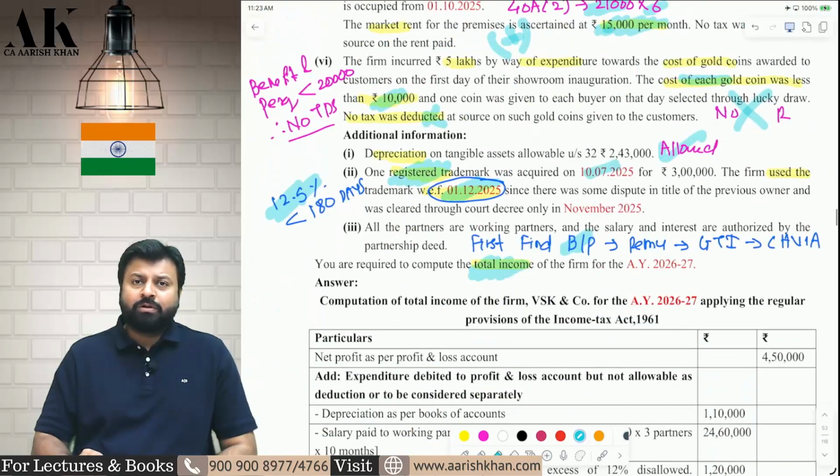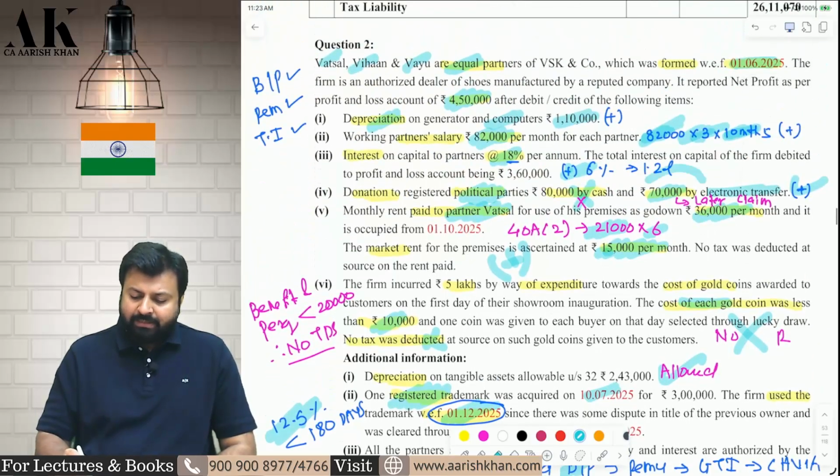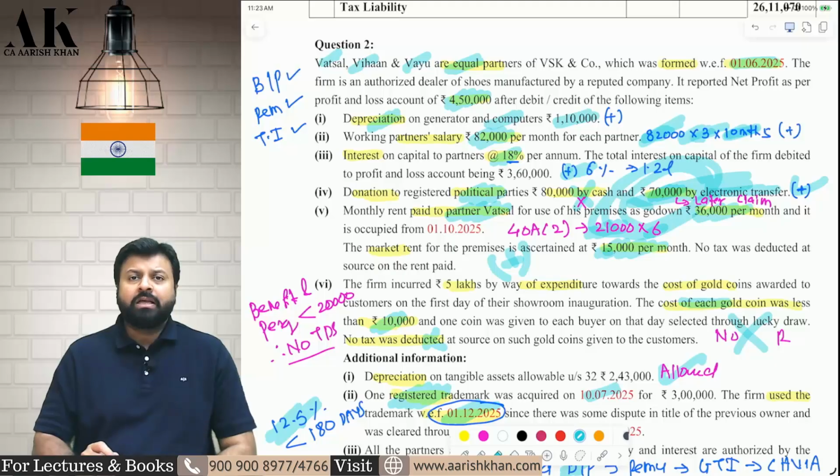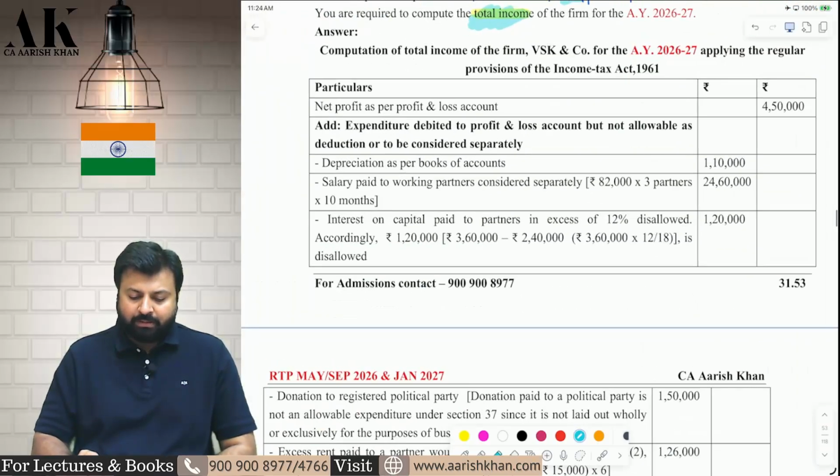And then you compute the total income, gross total income. And after that, you reduce the Chapter VI-A deductions. In Chapter VI-A, only one item will come. What is that one item? That's 70,000 rupees electronic donation given to a political party. Cash donation not allowed. That's it. They have not asked tax, so we are not computing tax. They only asked for total income, so I have computed the total income. I hope it is clear to all of you.